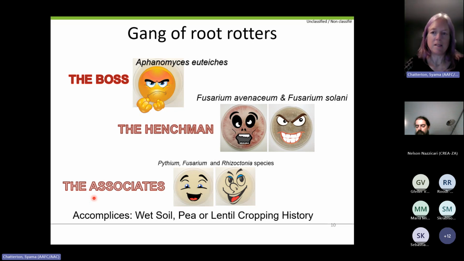Like I said, Aphanomyces is the one that we focus on. And what really drives this root rot pathogen complex is wet soil. So when we have wet years, that really saturates the soil, and also the pea and lentil cropping history. And I'll get into some of those as the presentation progresses.